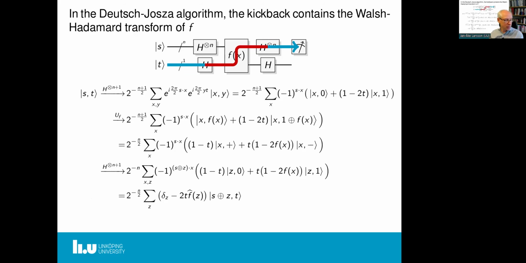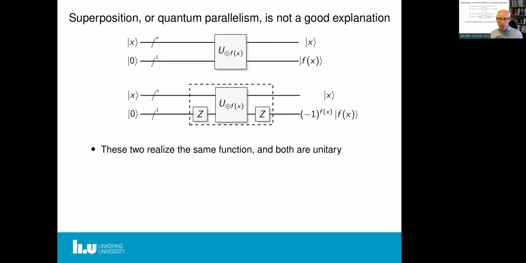The map in Deutsch-Jozsa looks like this. I won't dwell on that. I will just tell you, you can explicitly calculate the map. And you can ask me later or read in our paper about the details. I should probably stress that I don't believe superposition or quantum parallelism is a good explanation. And here's the detailed explanation of why.